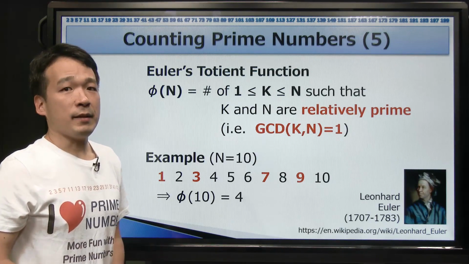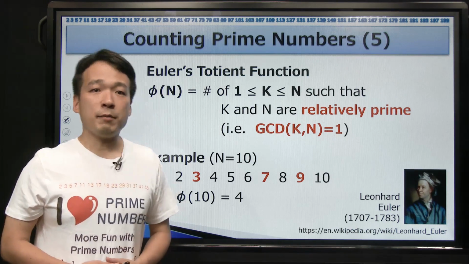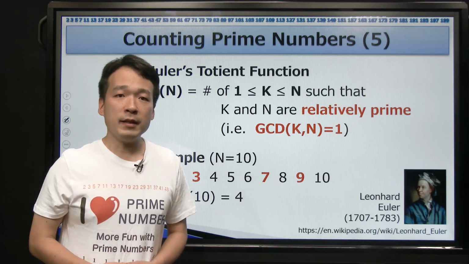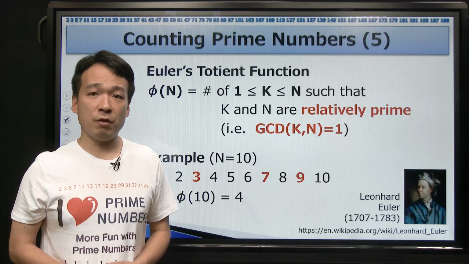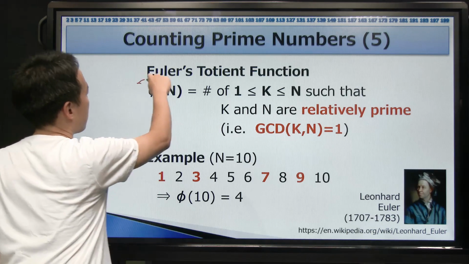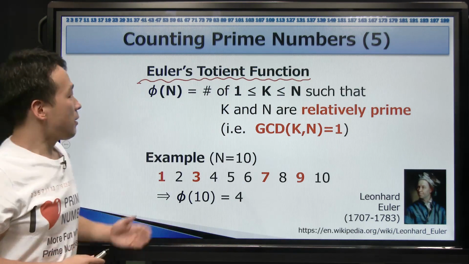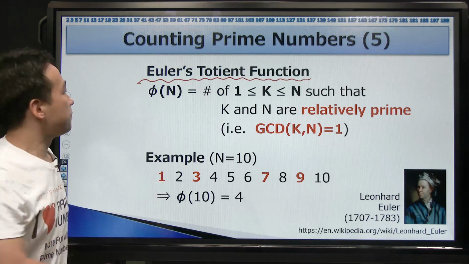Let me explain an example of density theorems. We need some preparation. Let me introduce a function called Euler's totient function phi. Here is the definition.